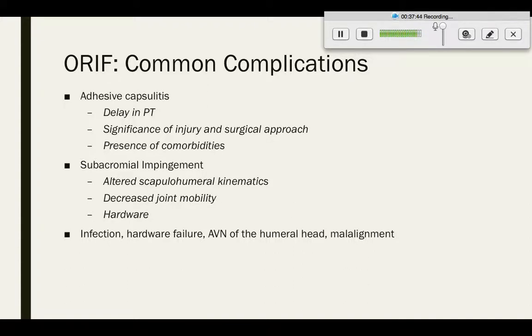Subacromial impingement as well. So the altered scapulohumeral kinematics, decreased joint mobility, or even hardware can lead to that. In addition to infection, failure of the hardware, whether there's poor bone stock and the hardware just doesn't take to the bone, or if there's avascular necrosis of the humeral head from impaired vascular supply following surgery, or just malalignment of either the bone or the hardware. These can all be complications following an ORIF.